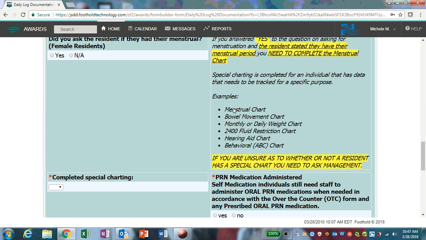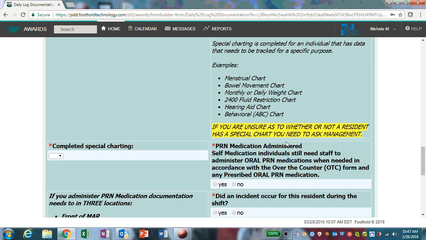Here are some other examples of special charting. Bowel movement chart, monthly or daily log, daily weight chart, 2400 fluid restriction chart, hearing aid chart, behavioral ABC chart. Here's an indication here. If you are unsure as to whether or not a resident has a special chart, you need to ask management. Don't assume. If you are unaware, ask your manager or your assistant manager. The answer is here, yes or not applicable.